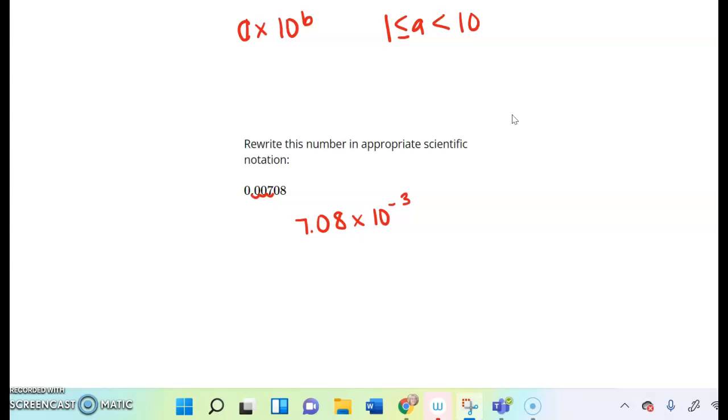Anyway, hopefully that helps. So remember, move the decimal place so it makes the number between 1 and 10. It cannot be 10, it's got to be less than 10. And then with the exponent, when it's a really small number like 0.00708, we know it's got to be a negative exponent to reflect that small number.